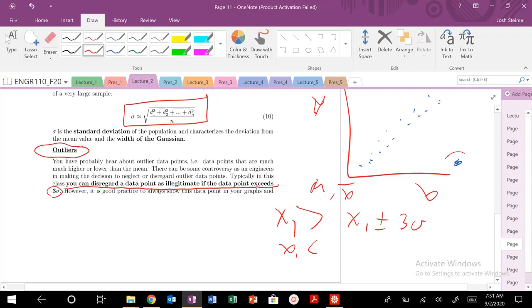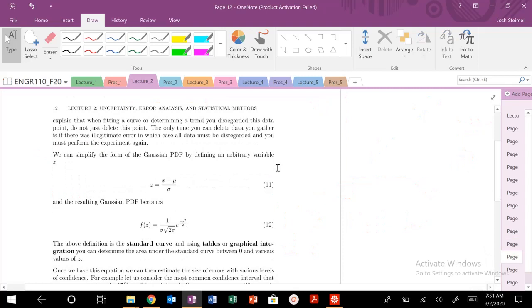But again, you must show this data point. But you could just on your graph show an x, and say that this is greater than 3 sigma from the other measurements, and you'll be fine. So that's what I hope you will do moving forward in terms of how we work with outliers.